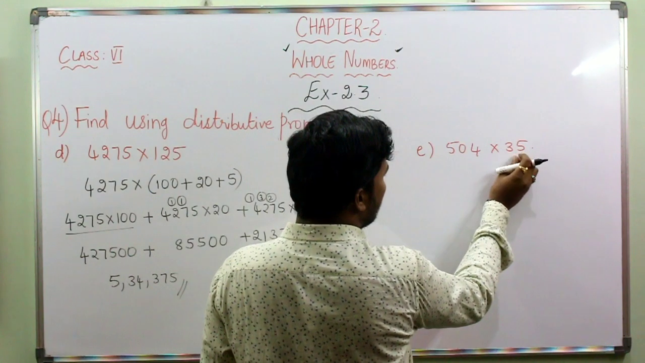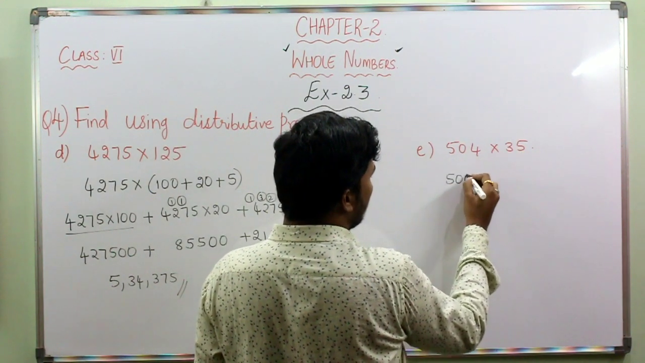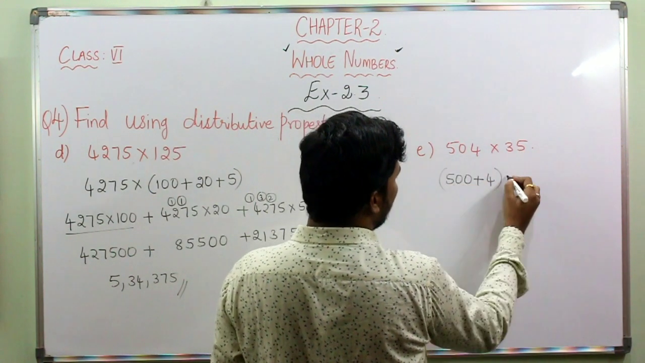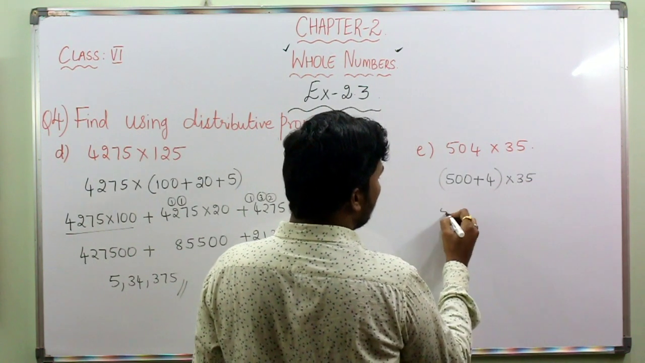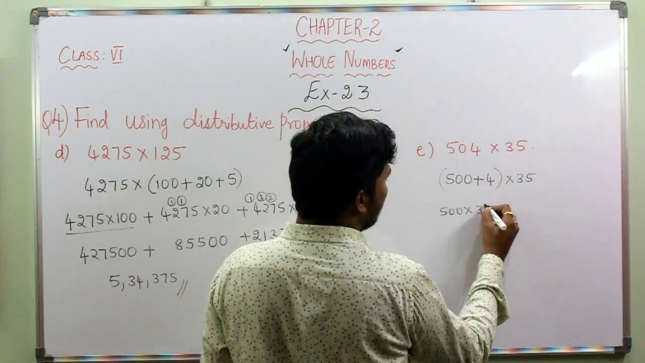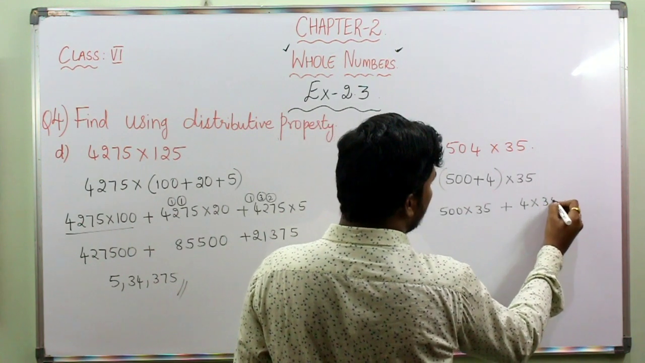And the next one, the last one, that is 504 into 35. So here instead of splitting this, I am trying to split this, so that I will get it as 500 plus 4 into 35. So what do I get now? 500 into 35 plus 4 into 35.